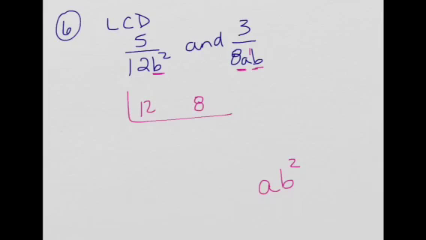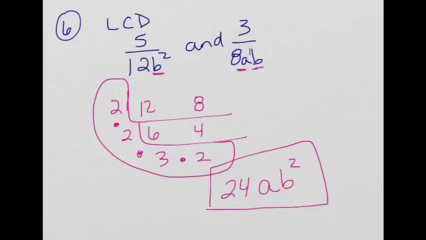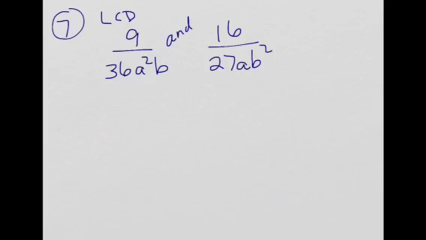I'm going to do my upside down cake. I'm going to go ahead and pull out a 2, and that's going to give me 6 and 4. And then I'm going to pull out another 2, and that's going to give me 3 and 2. The only number that goes into 3 and 2 is 1, so 1 I'm done. So I'm going to go ahead and find my LCD by multiplying all of these numbers together, which is going to give me 24. So my whole answer is going to be 24ab squared.